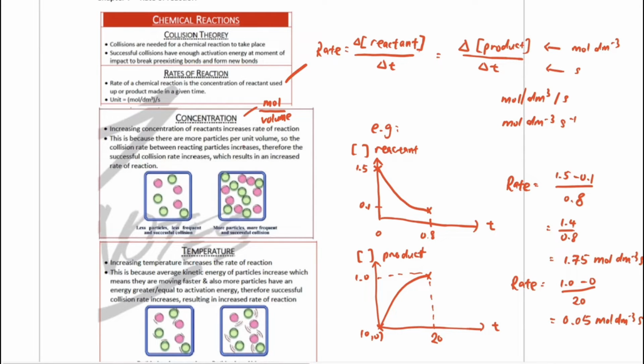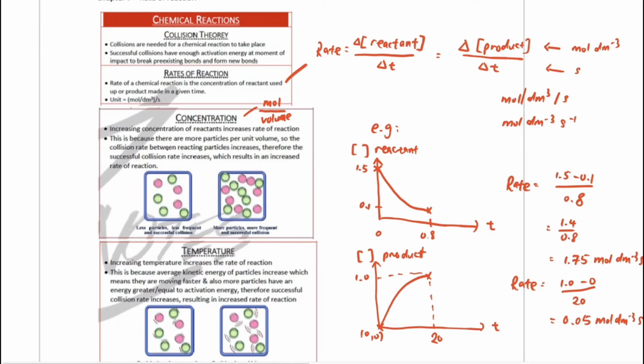Collision rate increases. That means they react faster. Rate means how fast the thing happens. They take less time to react, as they are very close to each other, so they spend less time to react. Therefore, the successful collision rate increases. Successful collision is the collision that makes products form, so it's getting more also.